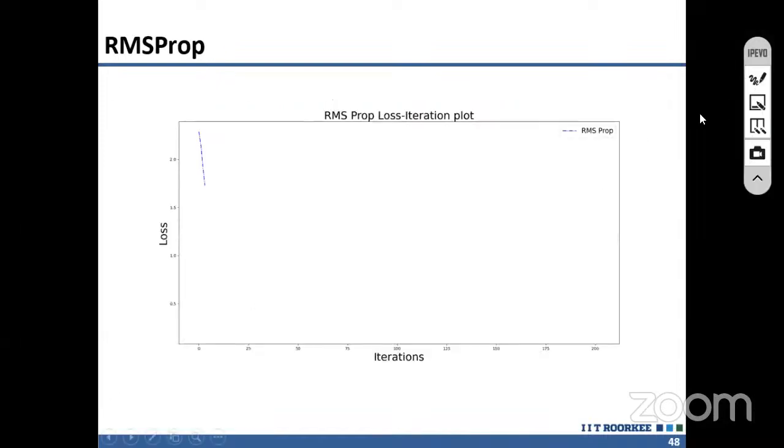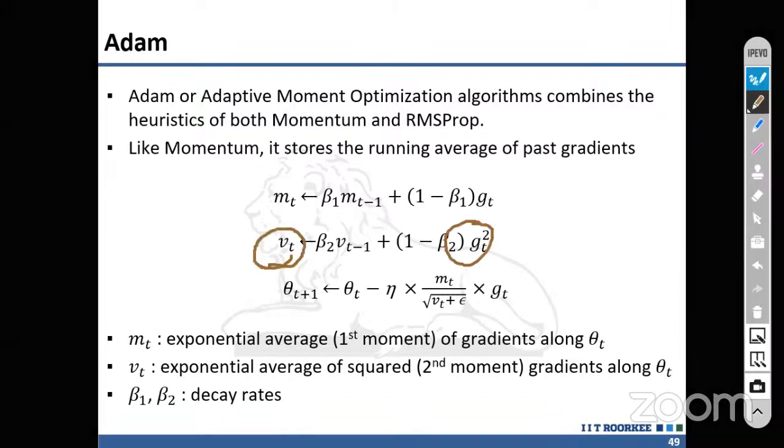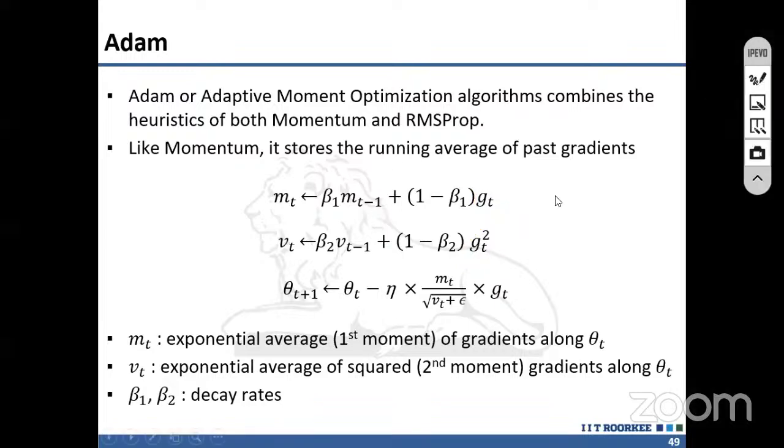And then you have Adam. In Adam we are using momentum and gradient both. So in Adam we are using both the gradient and the squared gradient terms, gradient and squared gradient, both terms. So their approach is actually better.